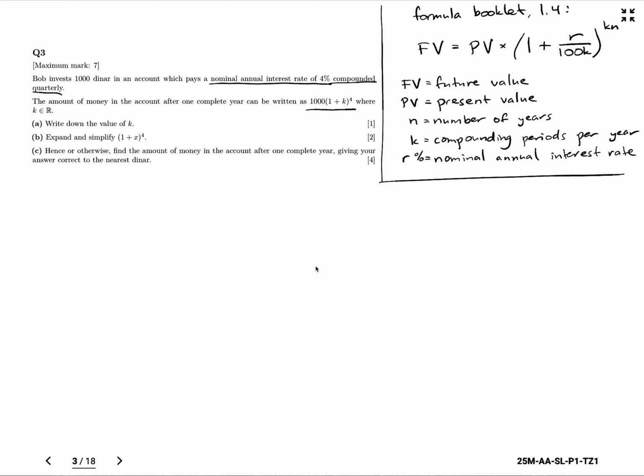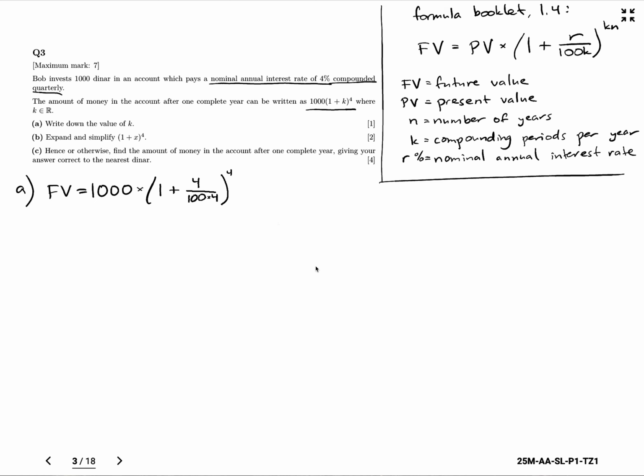So basically what we're going to do for part A is to write down this formula with the numbers that we know and find out what K is. So the future value is still just FV. The present value is 1000. And in the brackets we have R, which is the percent nominal annual interest rate, which we were given as 4%. And we're dividing it by 100 times this K, which is the compounding periods per year, which is 4. And all of this to the power of Kn.